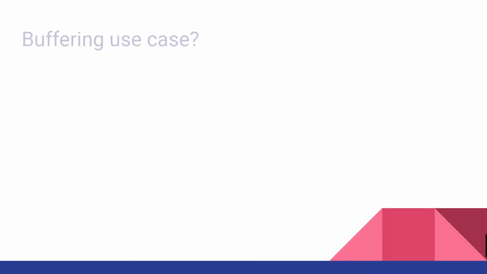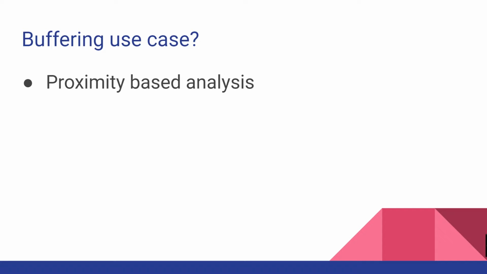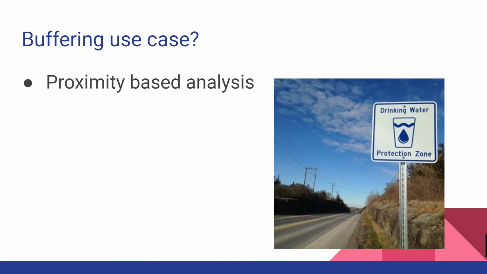Now, what is the use case for creating buffers around our points? Well, it's usually for proximity-based analysis. For example, buffering zones around locations are often used to set up protection zones around the environment, or to protect residents and commercial zones from industrial accidents or natural disasters. So let's jump to our FME workbench.